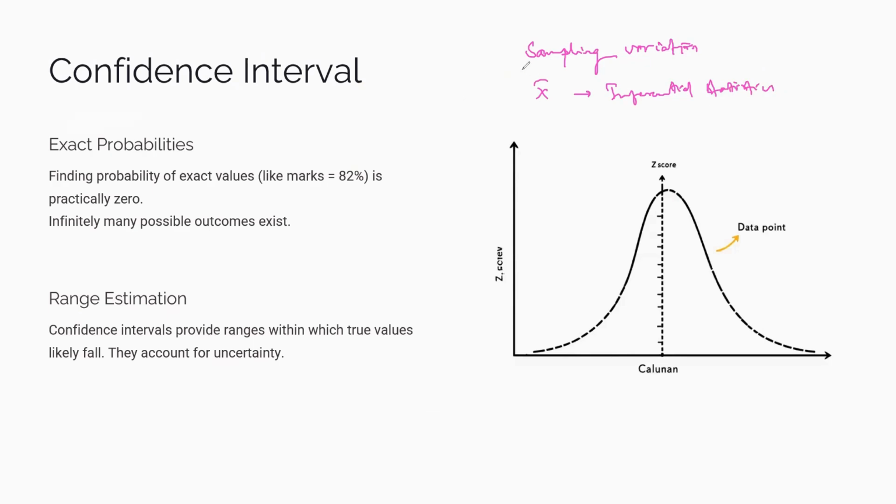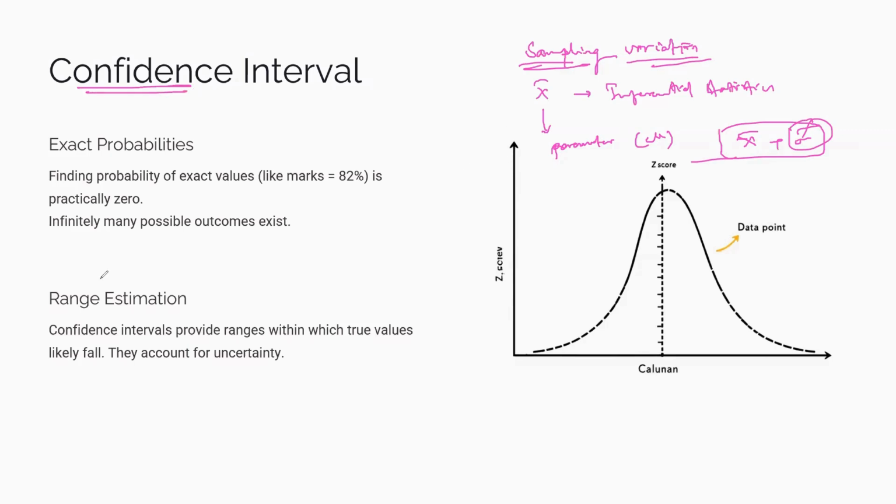So we know that there will be different results because of sampling variation. When we want to estimate a parameter, in this case mu, we need to bring that uncertainty into the picture. So we are adding the variation. But this variation is also associated with some confidence.